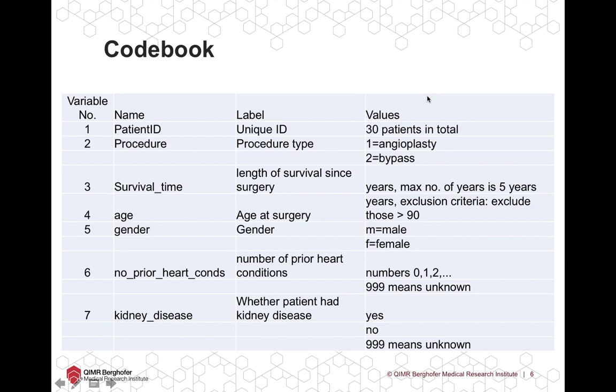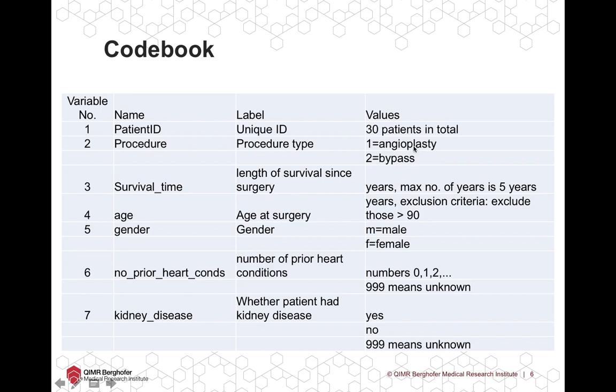Now, in the next column along, this is very important for people to be able to understand the values in your data set. These are the values that all your different variables can take. So for example, for your patient ID, it says here that we have a study with 30 patients in total, so we shouldn't see any more than 30 people in our data set. For procedure type, the values in our data set will be 1s and 2s, where 1 means angioplasty and 2 means bypass.